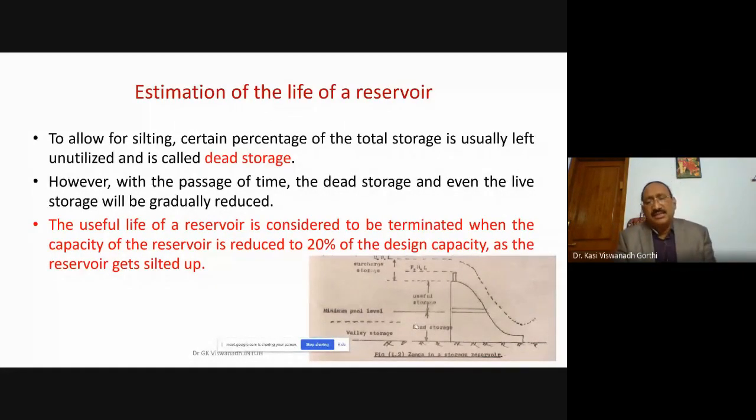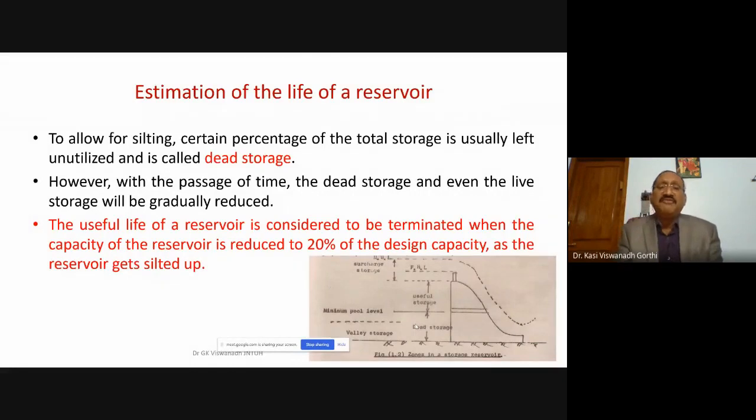So whenever the sediment is coming, this part of the storage will be completely filled with the silting. However, with the passage of time, what will happen? The dead storage will be completely filled with the silt, and even the live storage will gradually be reduced because more and more silting is coming up. So over and above the minimum pool level also, the silt starts getting trapped. It is coming into the space of the useful storage, and useful storage gradually reduces.